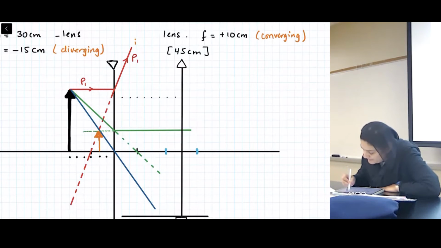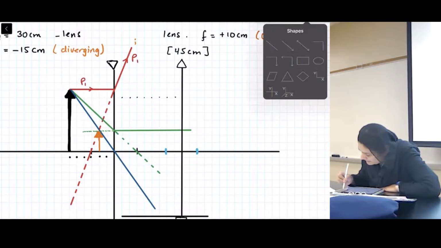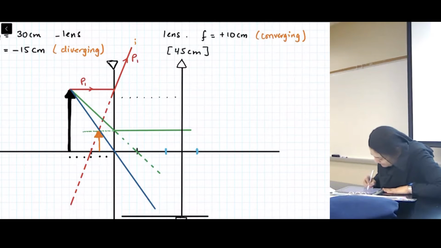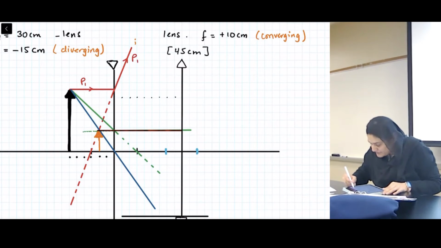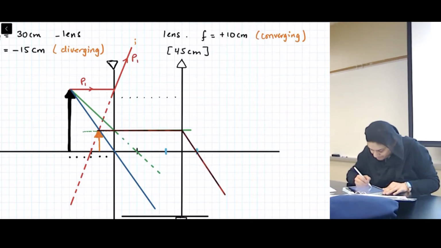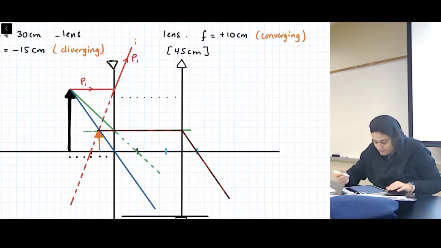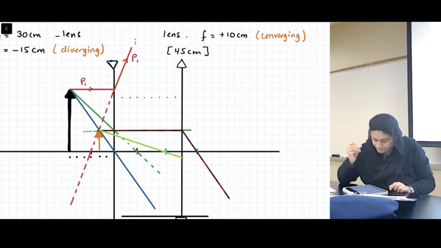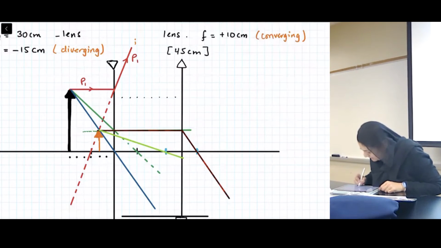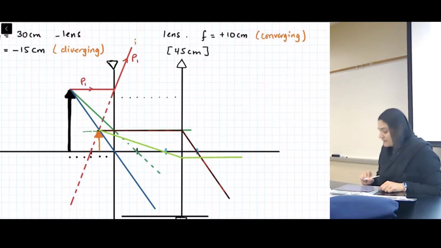So I'm going to start with my red. And I'm going to do my parallels. So this time my parallel will be this ray. And since this is a converging case, it has to converge in through this focal point. Next one is my focal. It has to start at the top here, use this focal point, come and hit it here, and then become parallel and go here.